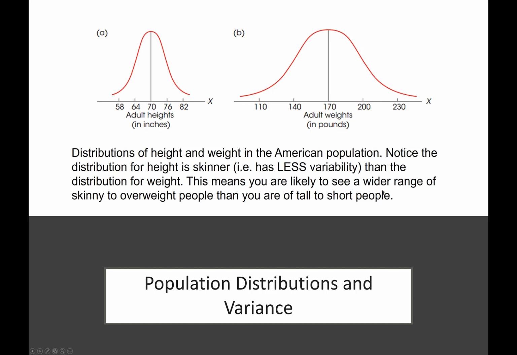So you're going to see a wider range of skinny to overweight people than you are of tall to short people, right? You're going to find some really, really skinny people. You're going to find some really, really not skinny people on the other far end of the distribution, okay? And the range of people that you'll see in terms of being skinny to not skinny is different from short to very tall, okay? That seems pretty straightforward, just looking at that picture.